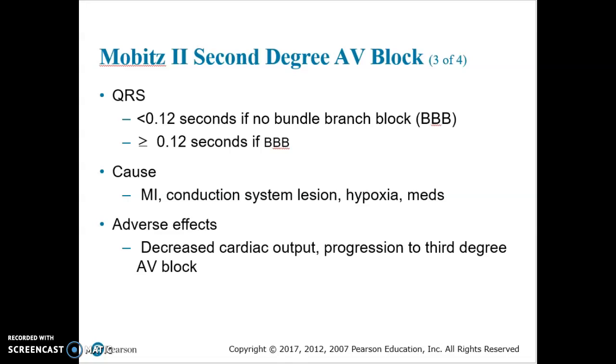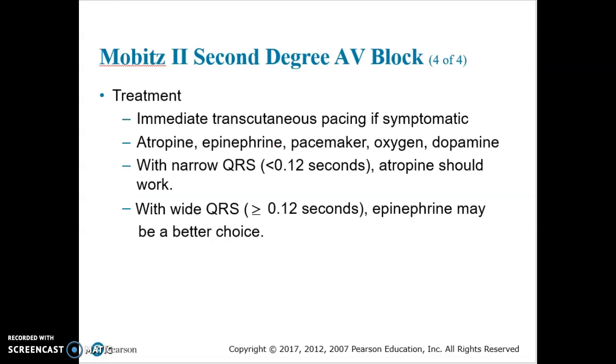The causes here, again, could be myocardial infarction, conduction system lesions, hypoxia, different medications, and decreased cardiac output. A decreased cardiac output could be an adverse effect of this, and it can progress to a third degree AV block if it's left untreated. The treatment here is going to be immediate transcutaneous pacing if the patient is symptomatic. We may give atropine, epinephrine. They may have to put in a pacemaker. We may give oxygen, and they may give dopamine if the pacemaker is not available.